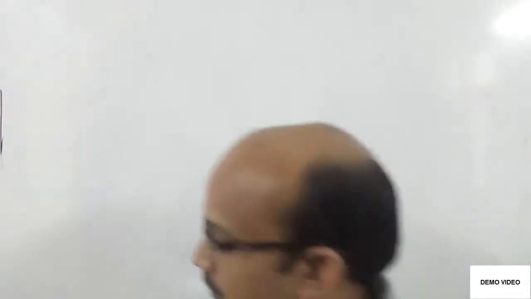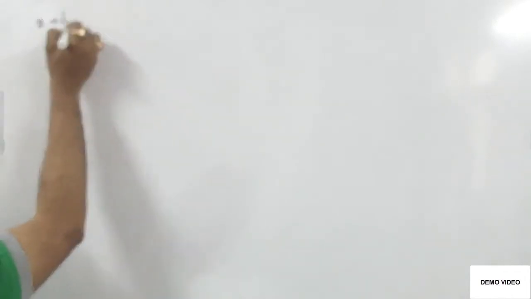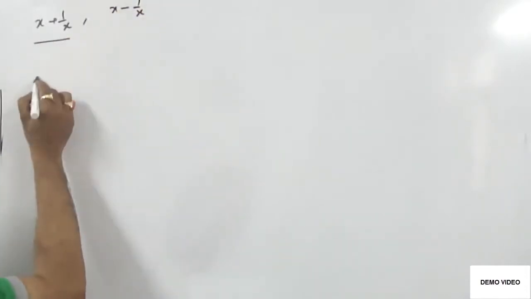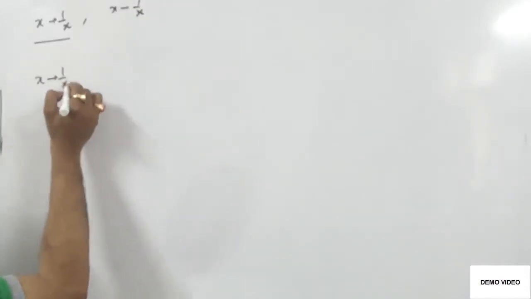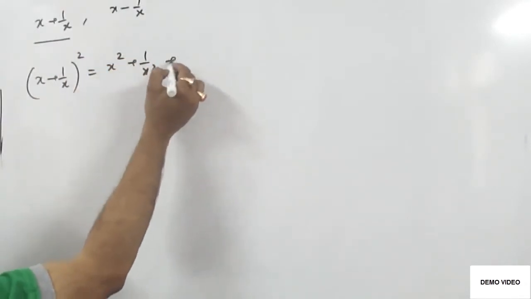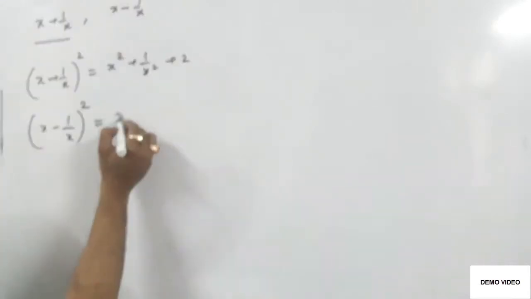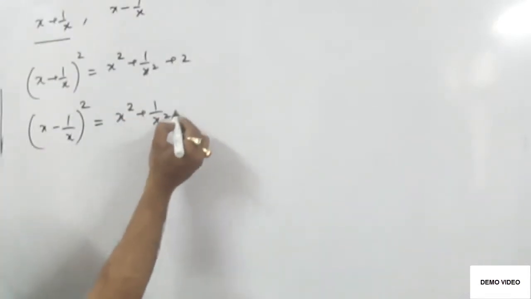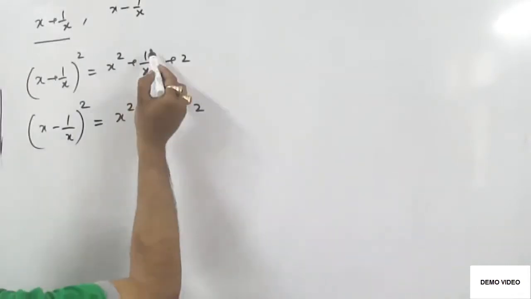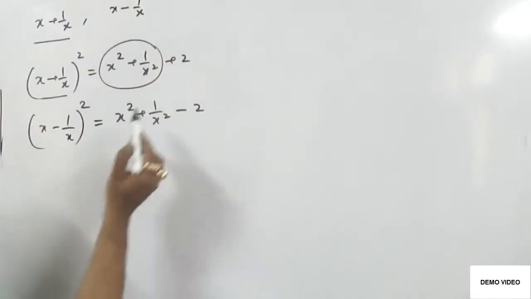Now, to start with, write these formulas: x plus minus 1 upon x. Now the square of this. If we square x plus 1 upon x, it will give us x square plus 1 upon x square plus 2. x minus 1 upon x squared gives you x square plus 1 upon x square minus 2. Now, in some questions we are given this and we have to calculate x plus 1 upon x, or if we are given this we have to calculate x minus 1 upon x.